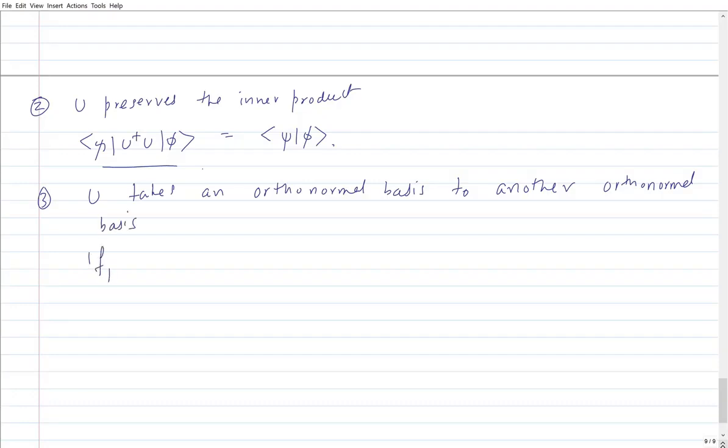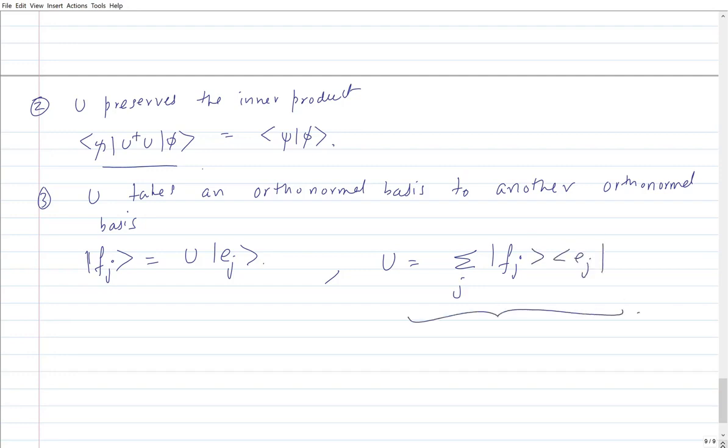So F_j, let's say this is U E_j. In other words, I can also write U as the sum of F_j E_j. This would be a change of basis matrix for going from one basis to the other basis.